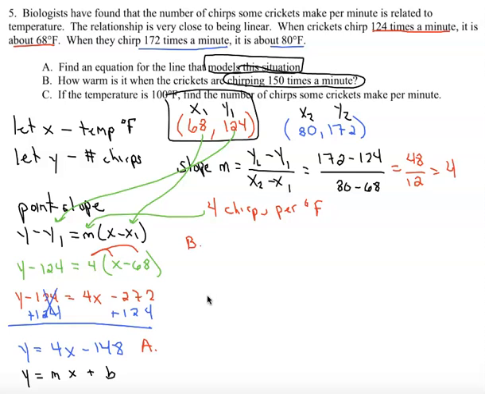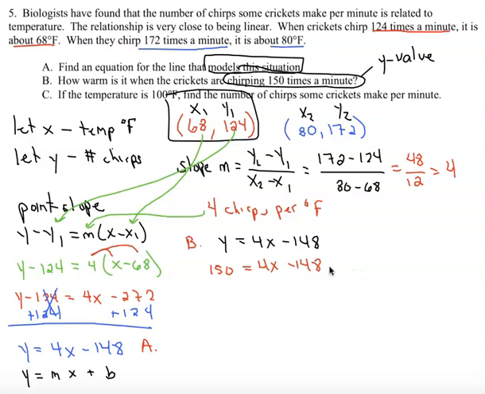So in part B, crickets are chirping 150 times per minute. Am I giving you an x value here, or am I giving you a y value here? If you go back to what you defined your variables to be, the 150 chirps per minute, this is a y value. So when I have my equation, y equals 4x minus 148, and I'm given a value of 150, I have two choices: plug this in for y or plug this in for x. Well, 150 chirps is my y. So 150 equals 4x minus 148.